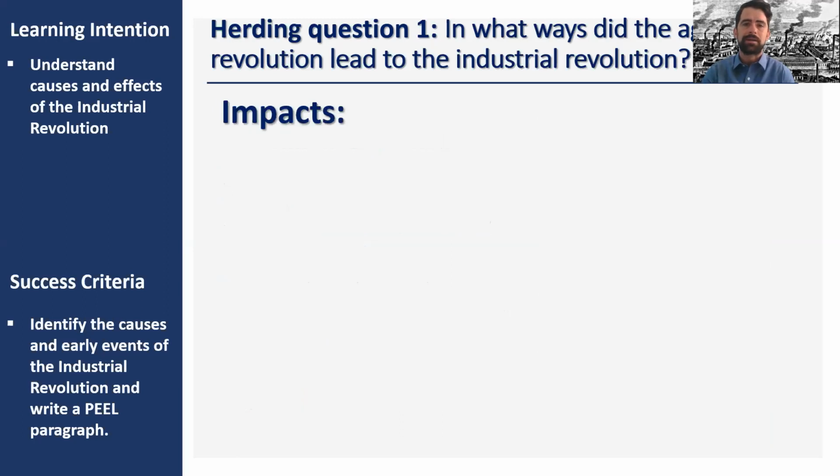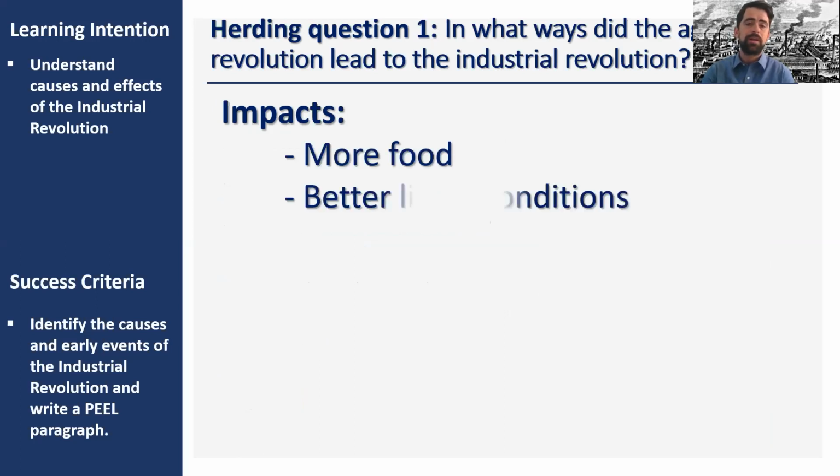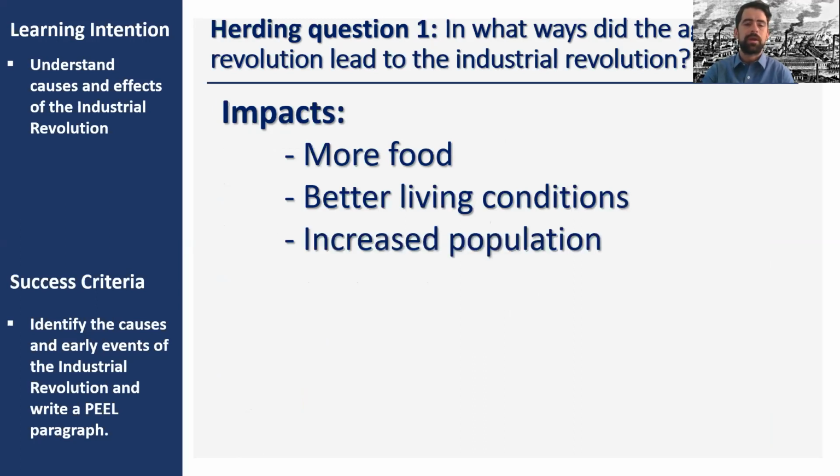So how did this impact day-to-day life, eventually leading to the Industrial Revolution? First off, simply put, there was more food available for the population, and living conditions improved as a result of these new inventions, okay? And with that led to a massive increase of population. And with this increase of population, there was more laborers as well as more people to buy the products.